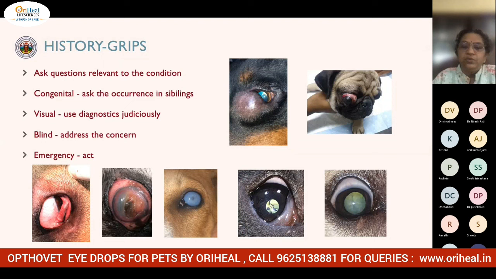And if the animal is blind, for example, this is a corneal opacity where the animal will be blind. And here also you have cataract, the animal will be blind. So when the animal is presented with blindness, address them with concern. If it's an emergency like this, you have to immediately act.